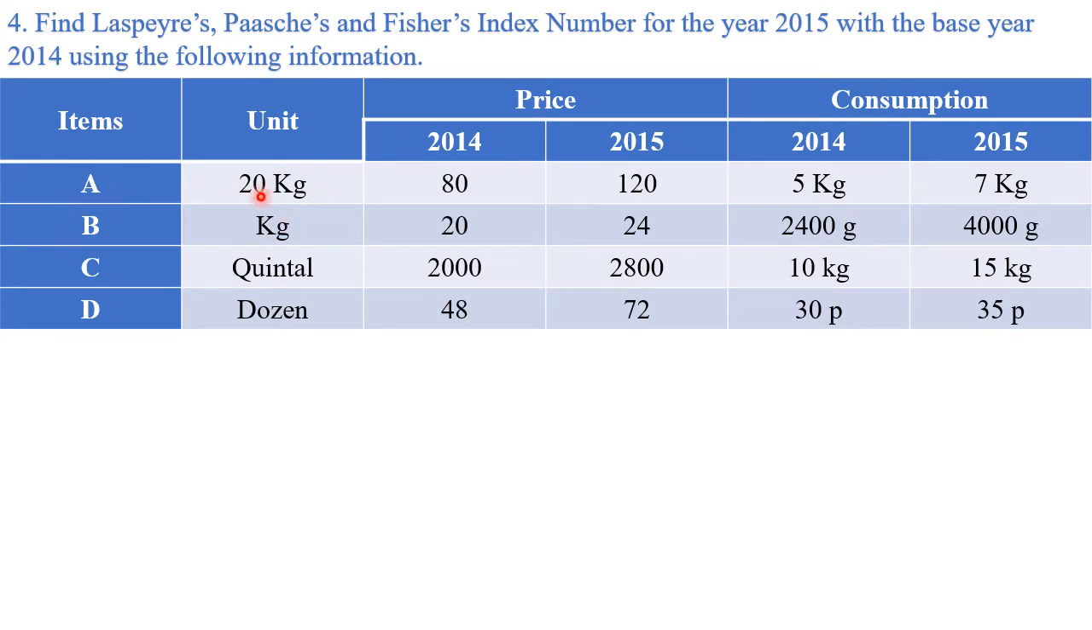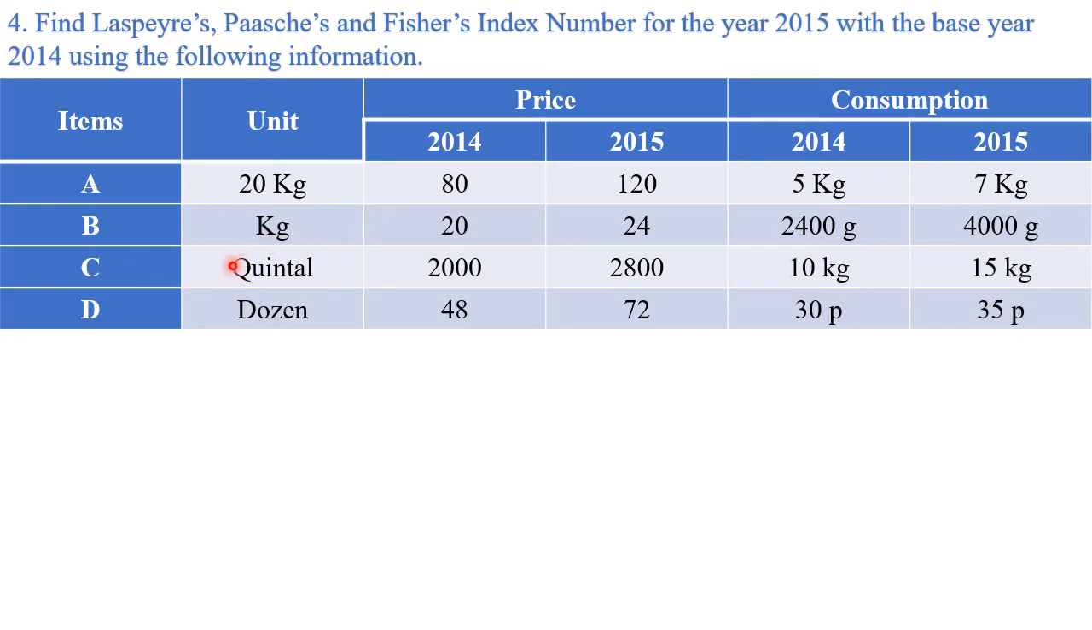For item B, I have the kg here. So 20 rupees per kg, 24 rupees per kg, but you can see the consumption is in grams. Now common sense says that rather than converting this kg into gram prices, I should convert these grams into kilograms. 2400 grams clearly means 2.4 kilograms and 4000 grams clearly means 4 kilograms. So it is better to convert the consumption rather than the prices. Many times we have to use our common sense here.